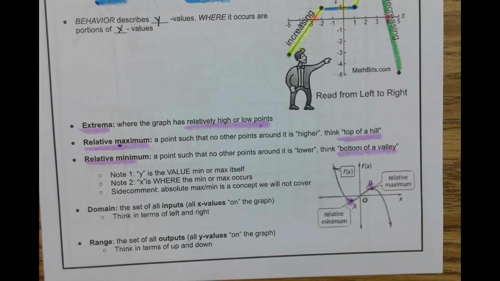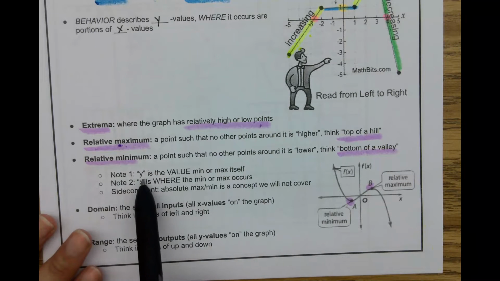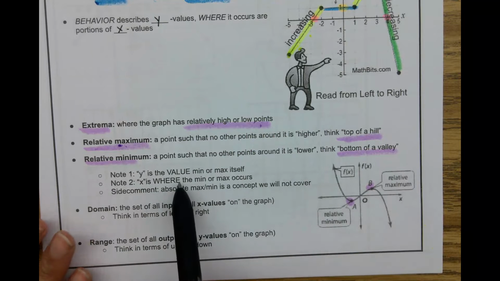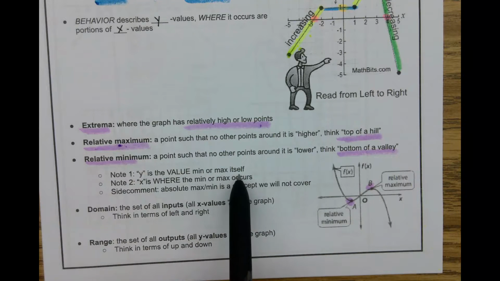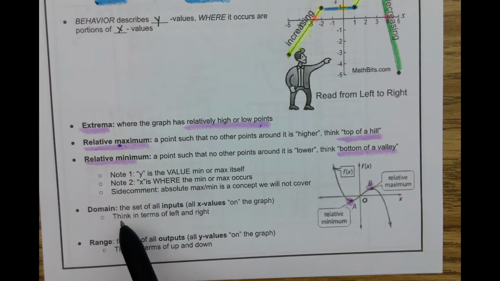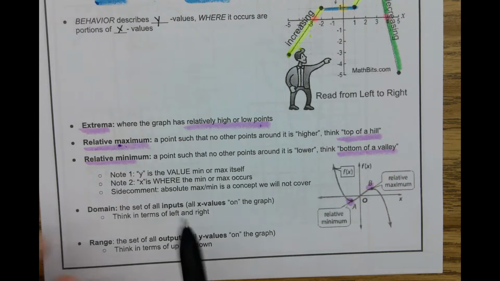Note again, the y value of that point is the value of the min or the max itself. The x value is where the minimum or maximum occurs. Just a side comment, we also have something called an absolute max or minimum, but it's a concept that we don't cover in Algebra 1.